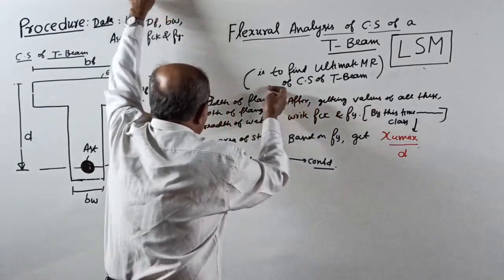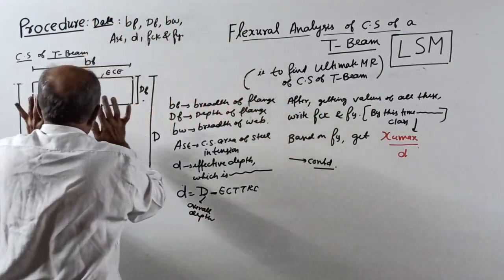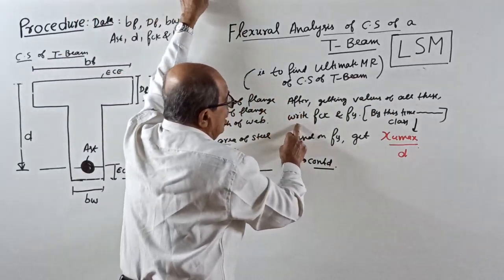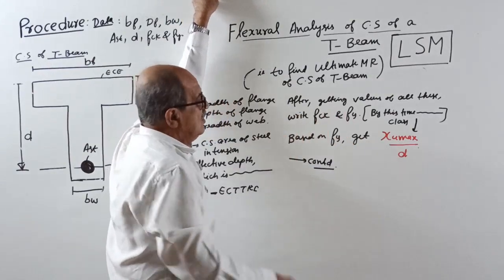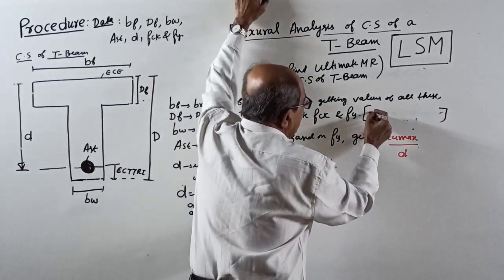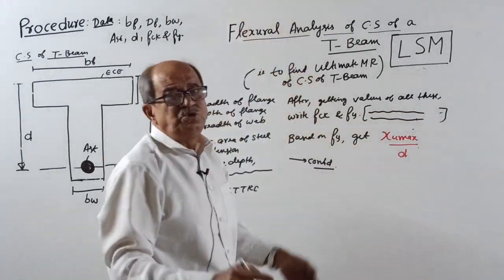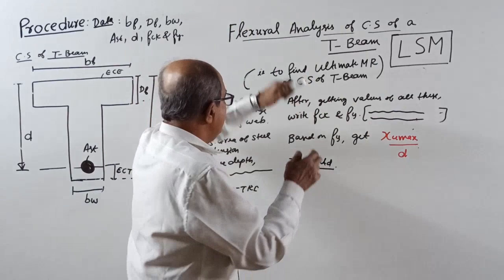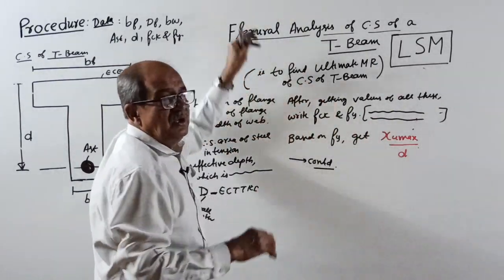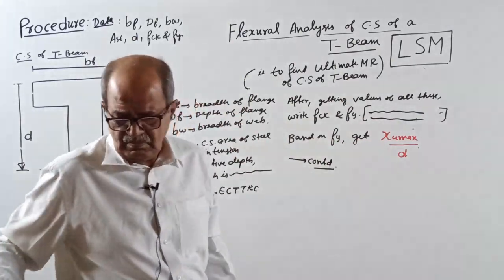After getting all these values from the given cross-section, write the value of FCK and FY, based on the given grade of concrete and grade of steel. That much you should write if you want. Then, based on Fy, get XU max by D. Now, the procedure will be continued.